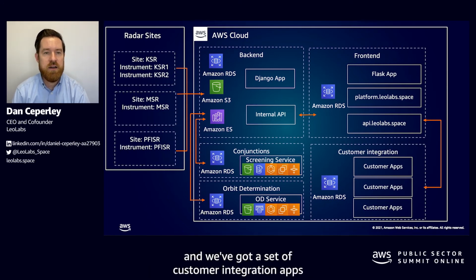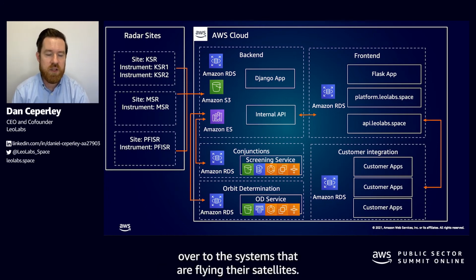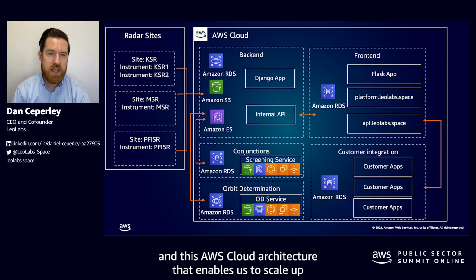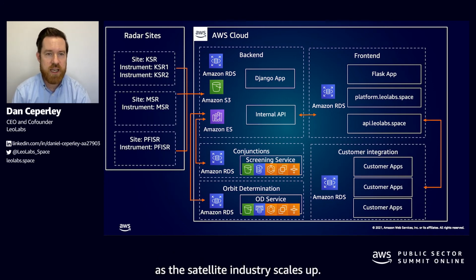And we've got a set of customer integration apps that connect our specific services over to the systems that are flying their satellites. So it's ultimately this system and this AWS cloud architecture that enables us to scale up as the satellite industry scales up.